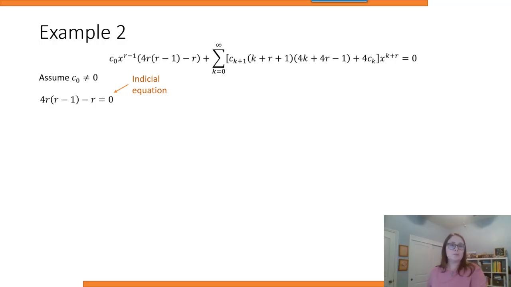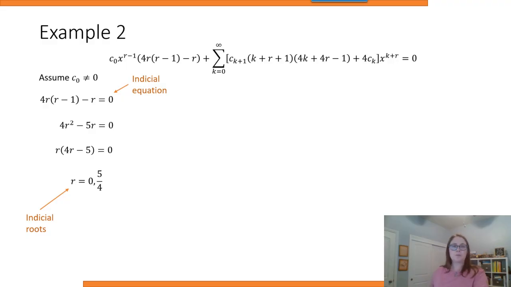And I can clean this up a little bit. If I distribute the 4r and combine like terms, I'm going to get 4r squared minus 4r minus r. So that's 4r squared minus 5r equals 0. And now that those terms have been combined, I can factor out an r. So I get r times 4r minus 5 equals 0. And that gives me two indicial roots of 0 and 5/4 by just setting each of those factors equal to 0. So I got two roots for this equation, which means I'm going to get two solutions.